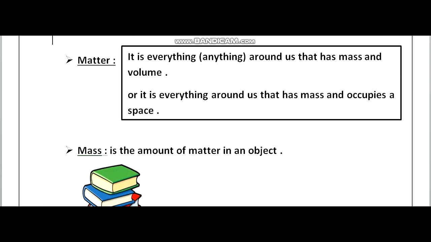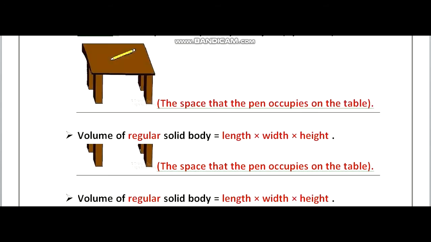Okay, and now let's define matter again. We said that matter is everything around us that has mass and volume. Matter also is everything around us that has mass and occupies space. Occupying space means volume. So everything around us that has mass and volume is called matter.